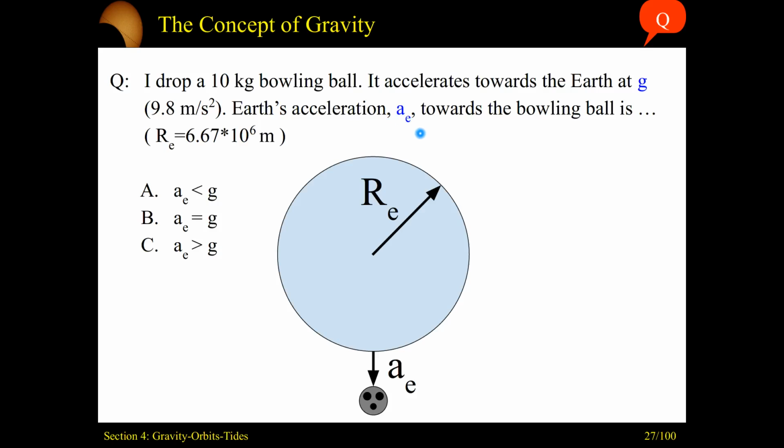I'm going to call it A subscript e, right? What's the Earth's acceleration towards the bowling ball? All right. So pause the video, give yourself a second, and try to figure out: is the Earth's acceleration going to be smaller than g? Is it going to be exactly g? Or is it going to have to be greater than g?